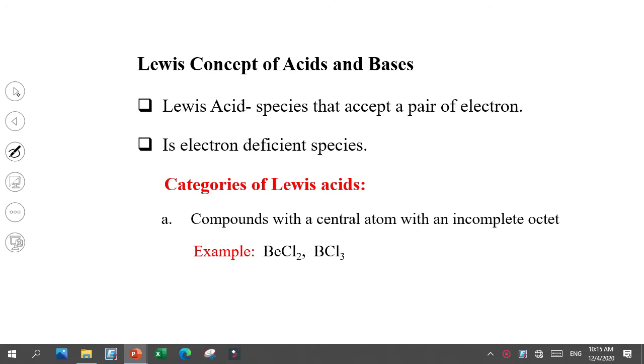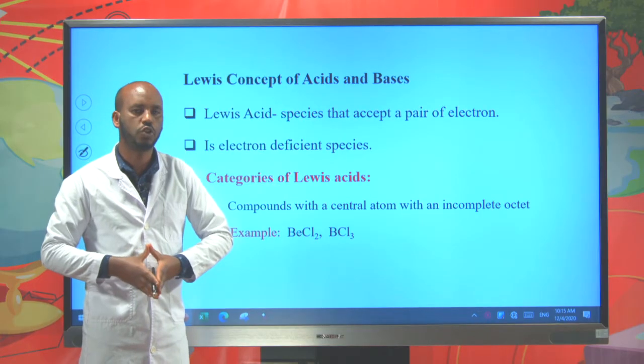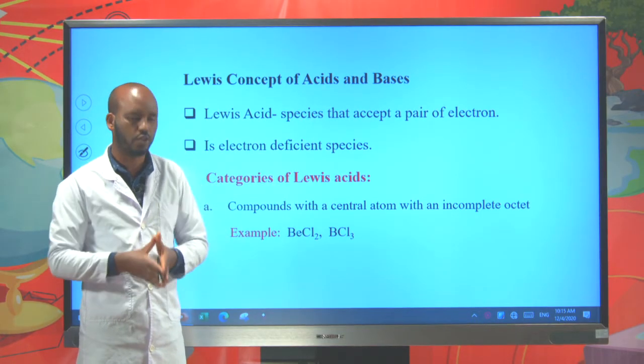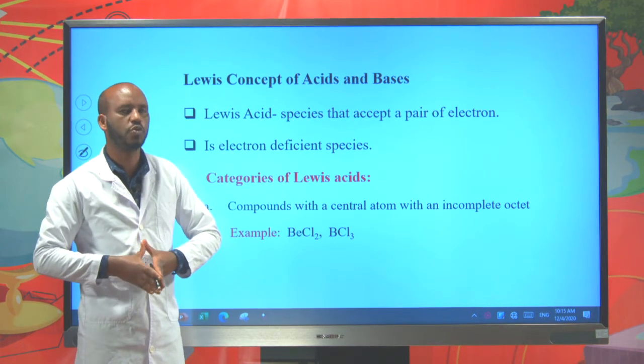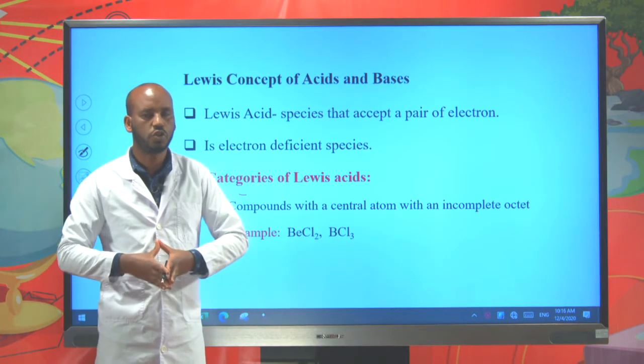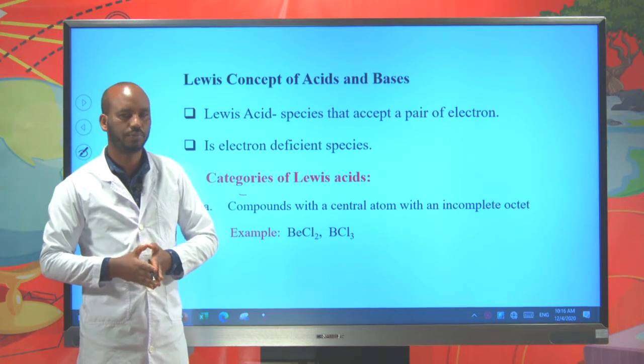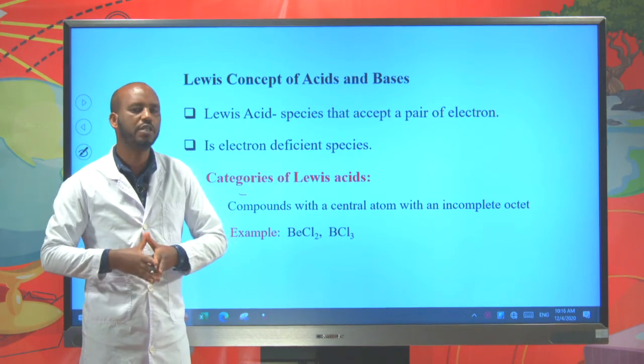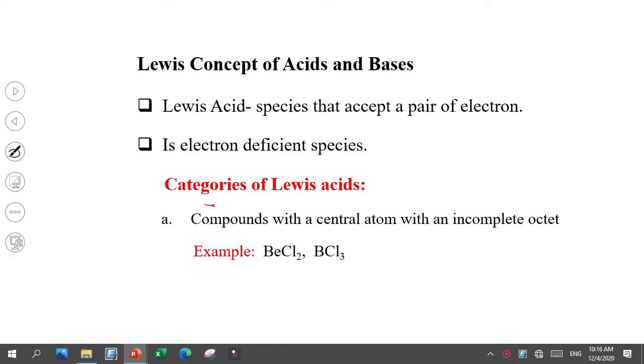According to Lewis' definition, an acid is a substance that can accept a pair of electrons. A base is a substance that can donate a pair of electrons to another substance. Species that accept a pair of electrons are electron deficient species. Therefore, for a substance to be a Lewis acid, it must have vacant orbitals.